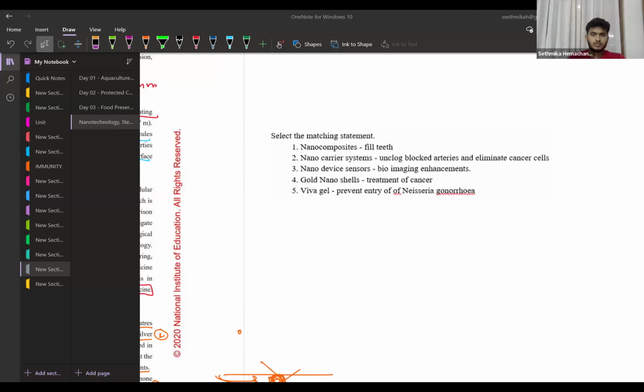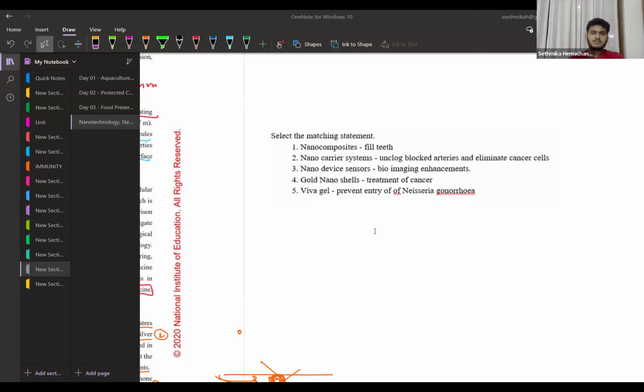Right. Okay. Good. That's easy, right? Say the magic statement: nanocomposites fill teeth and broken bones. Nano carrier systems unclog blocked arteries and eliminate cancer cells, no, that would be treatment of respiratory disorders, right? Nano device sensors, bioimage enhancements, no. They are able to detect blood pressure, blood oxygen levels, and hormone concentrations.